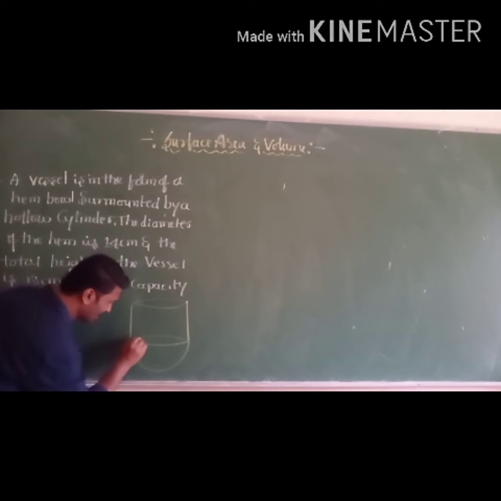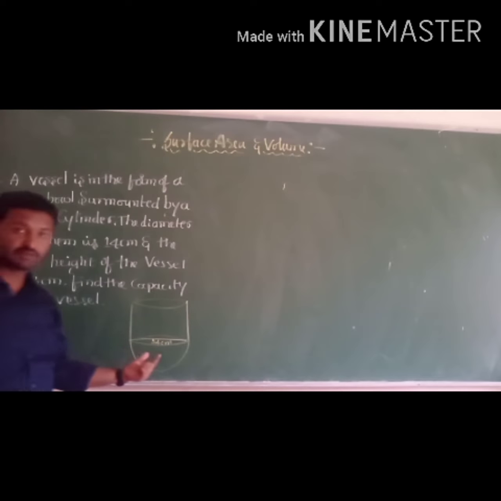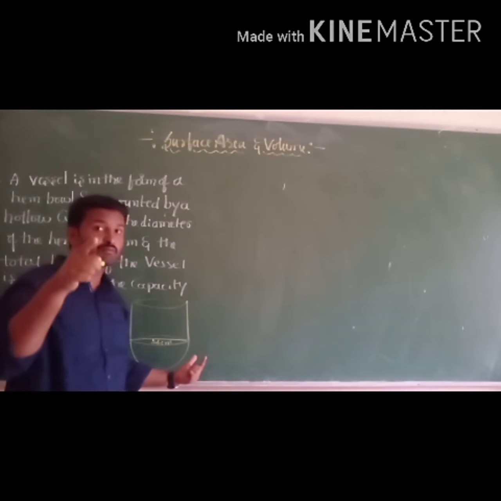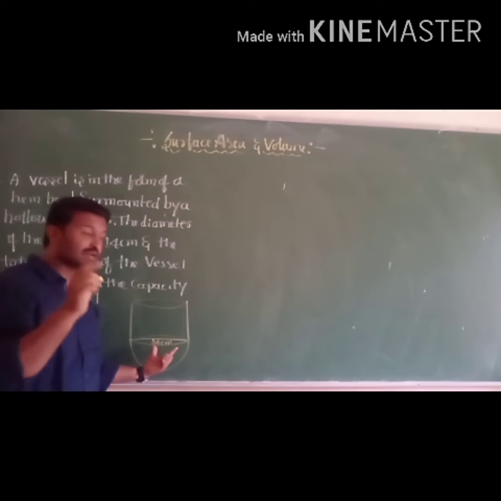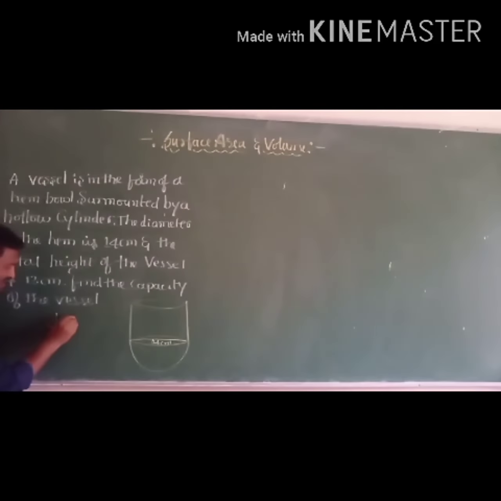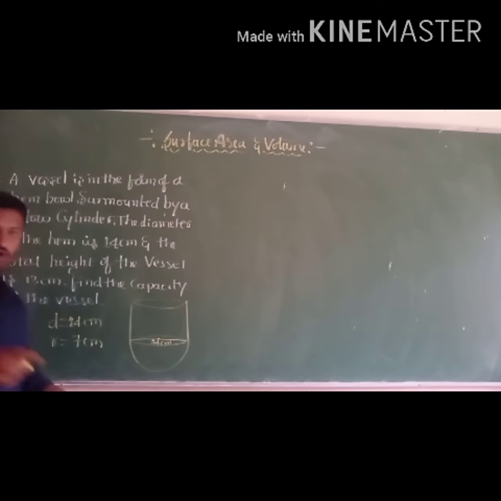The diameter of the hemisphere is 14 centimeter. From here to here, how much is that? It is given in the question. This is 14 centimeter, the diameter. What we have to consider? You have to recall, they have given the diameter, D equals 14 centimeter. What we have to consider is R, which becomes 7 centimeter. Diameter is given, but you have to consider the radius.